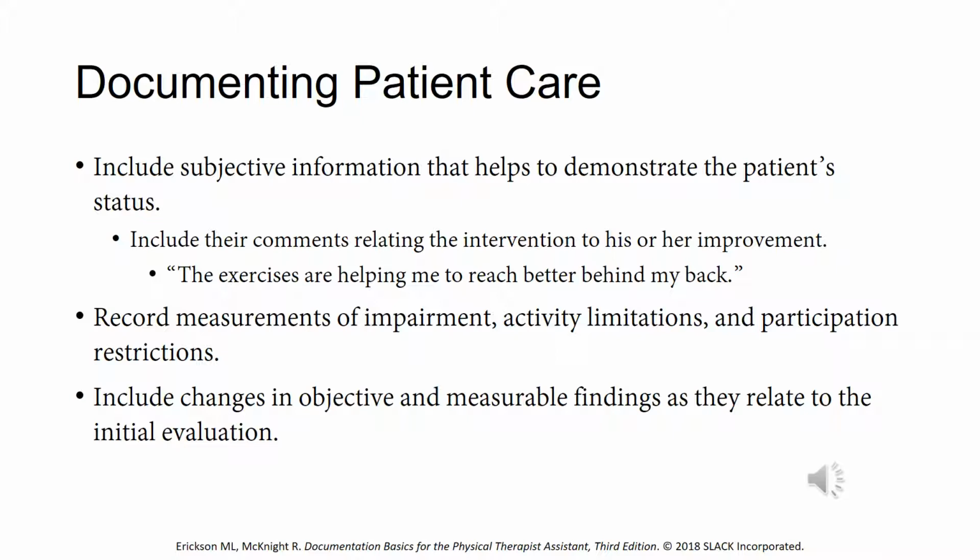So you want to record measurements of their impairment, activity limitations, and participation restriction. You guys have been hearing this consistently. That's how we're going to talk about the patient, in terms of that ICF language. And then you want to include changes in any objective and measurable findings as they relate to the initial evaluation. Basically, the objective findings of the PT on that initial evaluation and those tests and measures are going to be things that you repeat as you are providing interventions to the patient.